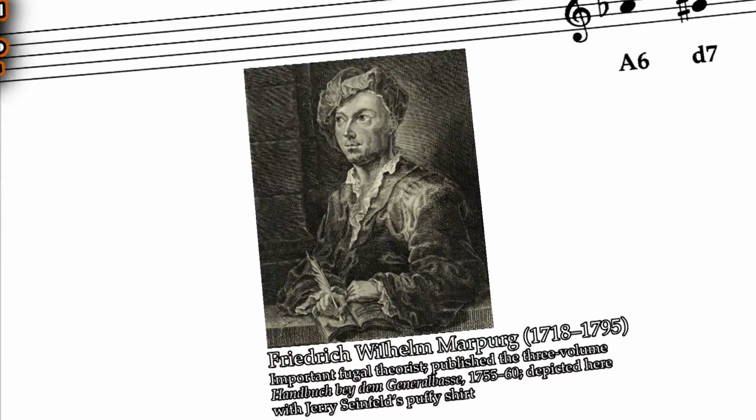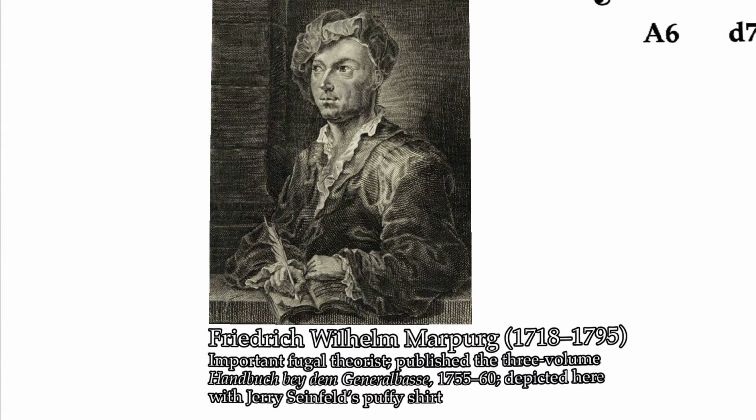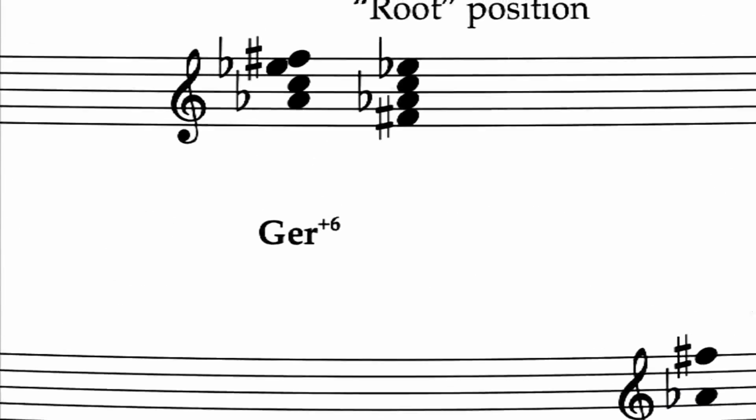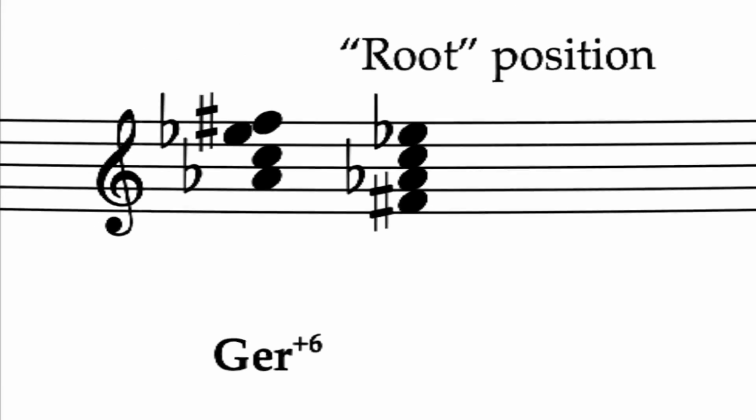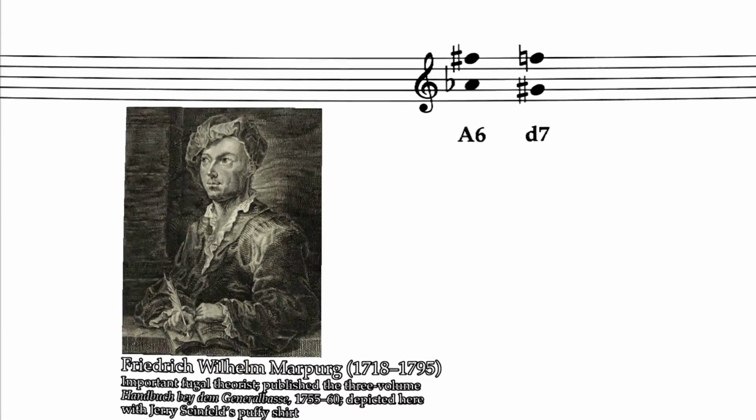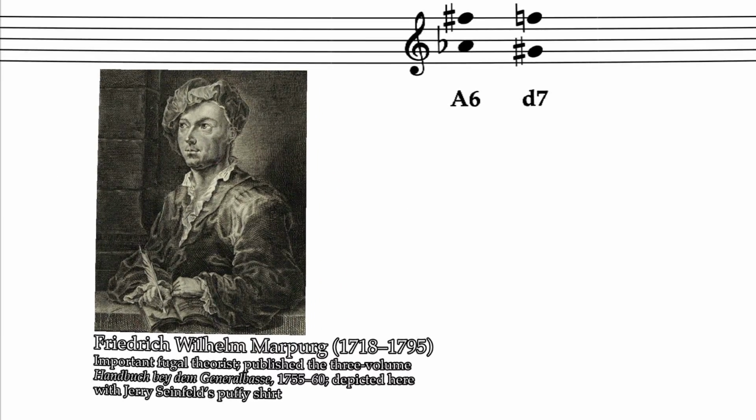Enter Marpurg. He believed that these chords' roots were their sharpened note, although he noted that their standard usage was otherwise. But critically, Marpurg introduced the idea that the augmented sixth was related to the diminished seventh, which is enharmonic to the major sixth. The diminished seventh looks like a seventh, but it sounds like a sixth, whereas the augmented sixth looks like a sixth, but sounds like a seventh, so they're kind of opposites.